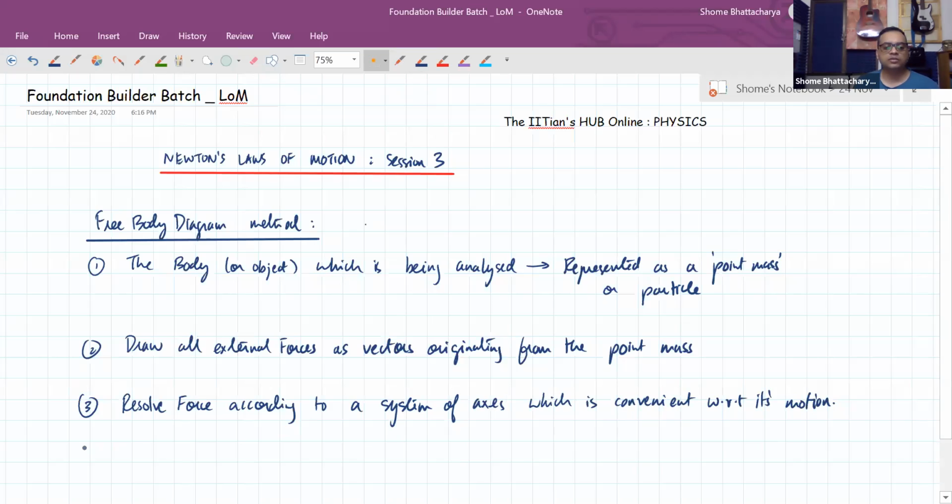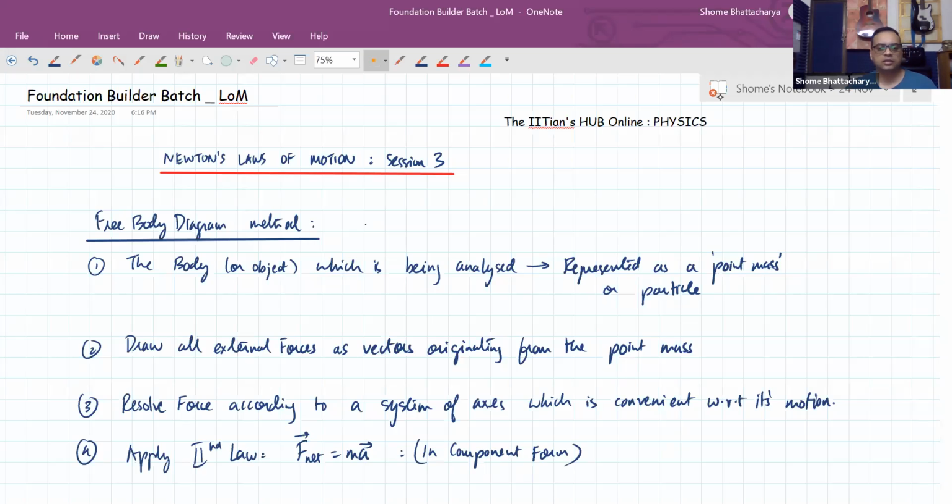And once we have resolved the forces, we apply Newton's second law, which is that net force acting on a rigid body is mass into acceleration. But we apply this in component form. How exactly we do it, I'll explain. So we can make a quick review of this concept which we discussed in the last lecture.